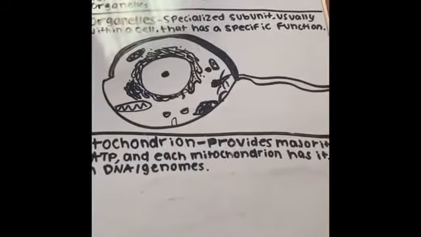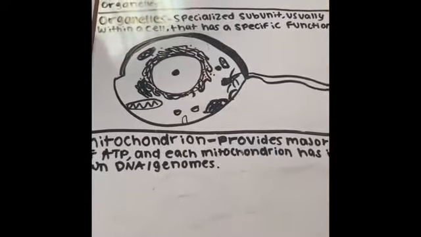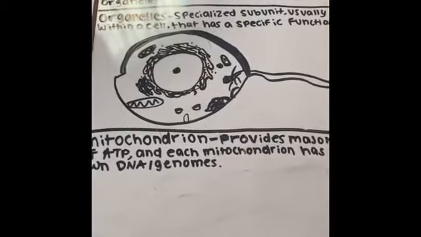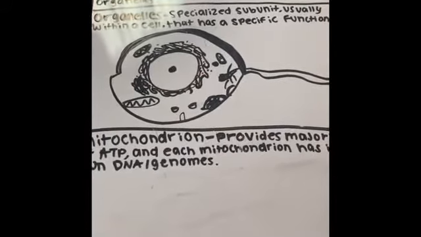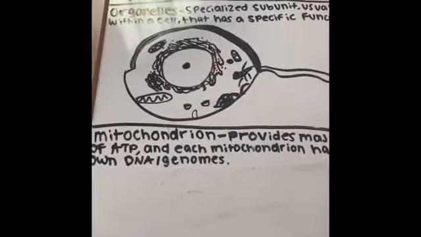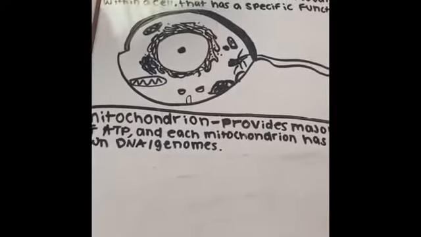It includes plants, animals, protists, and fungi. When compared to a prokaryotic cell, they are larger, they contain a nucleus, are sexually reproductive, multicellular, contain multiple chromosomes, and have organelles. So, an organelle is a specialized subunit, usually within a cell, that has a specific function.